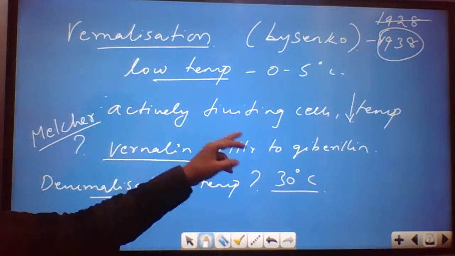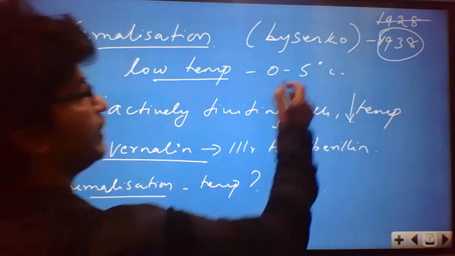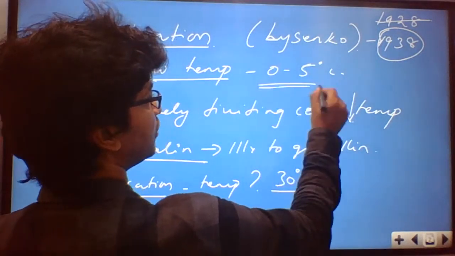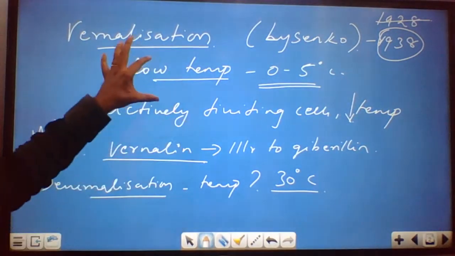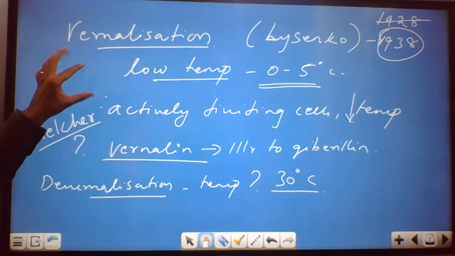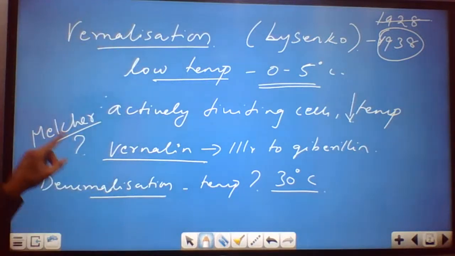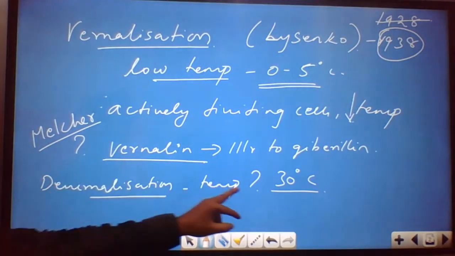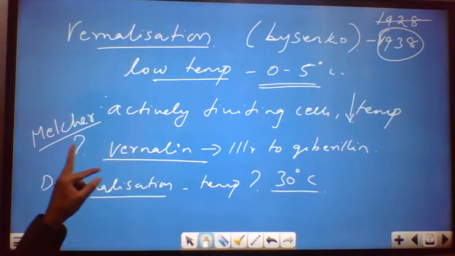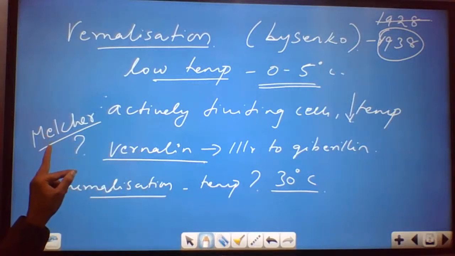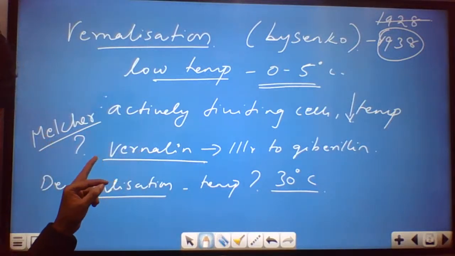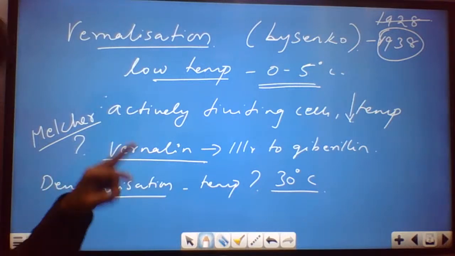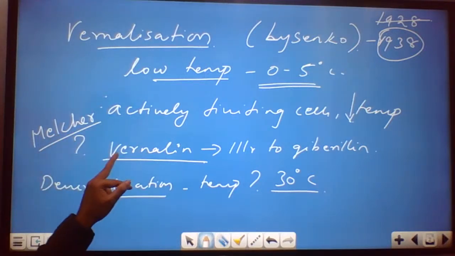Okay. So 0 to 5 means it's a cold temperature, very low temperature, like we expose to the particular cells. So at this temperature, the vernalization process occurs. If you want to reverse this process, I mean devernalization, then you can go with 30. Vernalin was first identified by Melcher. Okay, so guys, you gave some other answer, so please check those answers. It's not as you mentioned. Melcher is the person who first identified vernalin.